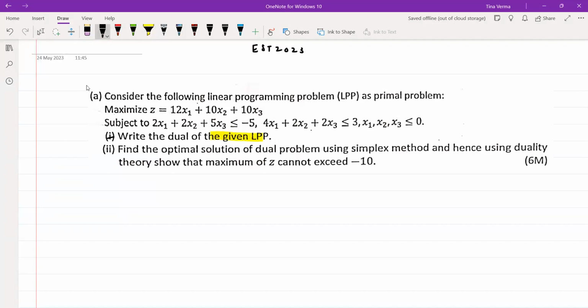You can remember that concept which I have already discussed: if you have a maximizing problem, maximize CX subject to AX less than or equal to B and X greater than or equal to 0, and if I have to write the dual of this, it will be minimize B transpose Y subject to the constraints A transpose Y greater than or equal to C, and Y greater than or equal to 0.